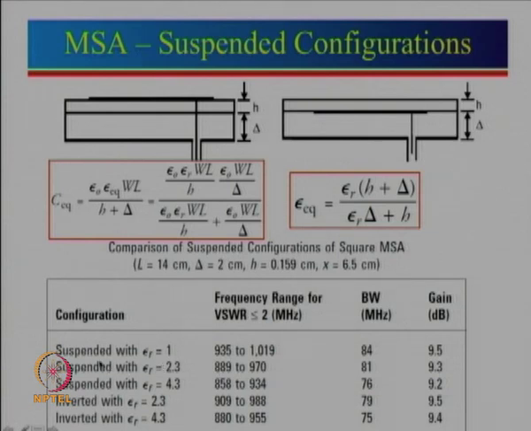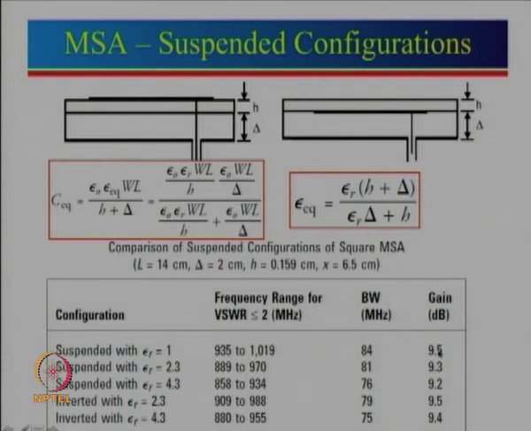First let us just look into the suspended case. To start with, we have a case of epsilon r equal to 1. Epsilon r 1 means that in simulation we have taken this also 1, this also 1, and then epsilon r 2.3 with tan delta 0.001, and this is 4.3 with tan delta 0.02, and here are the results. So, let us just see what results we are getting. For epsilon r equal to 1 we are getting 9.5 dB.